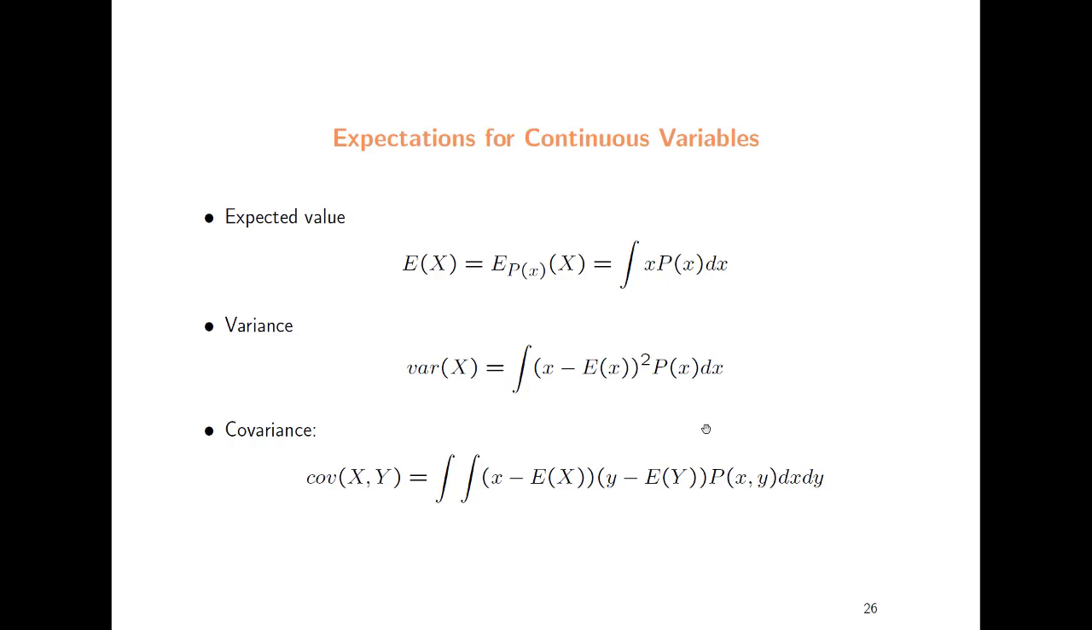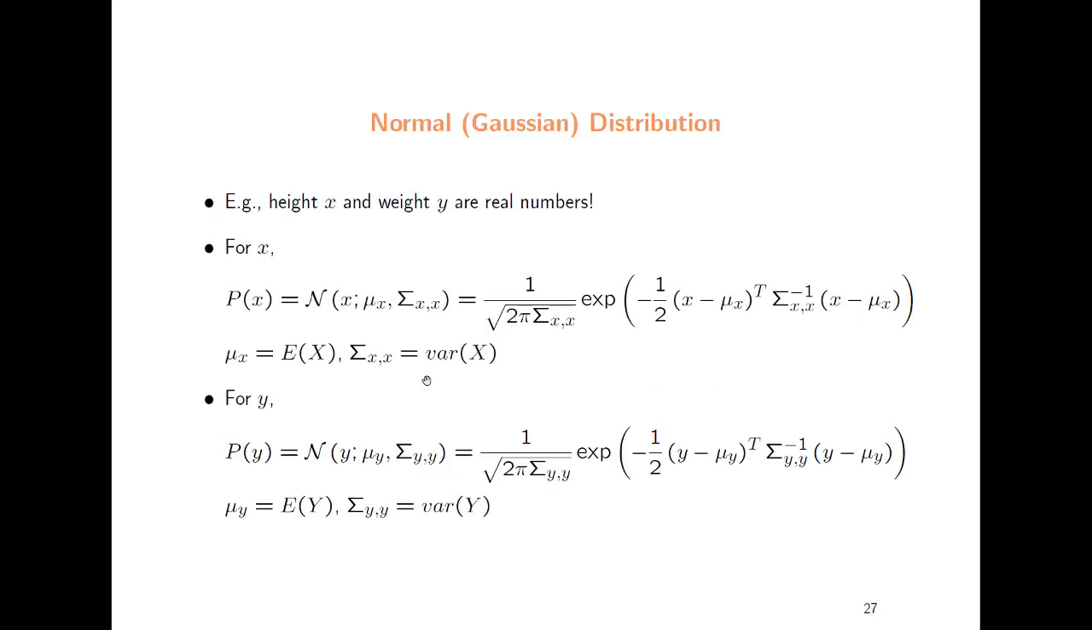For example, the expectation is then, remember we had the sum, now it's the integral over x times p of x. The variance is the integral over the squared difference between x and the expectation of x times p of x, and similarly the covariance definition. So the first good news is don't worry too much. It doesn't change much, at least on the level we are discussing it. If you're deeply into the mathematical theory, you might see a lot of differences.